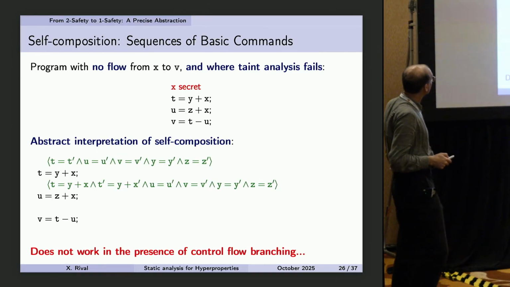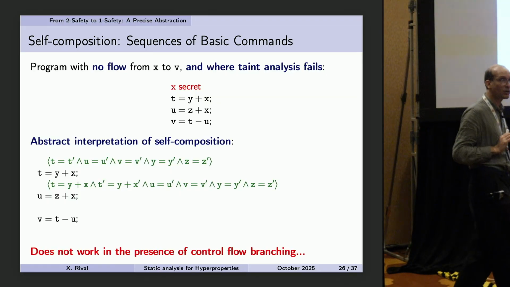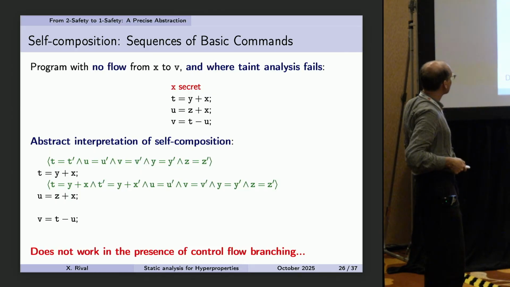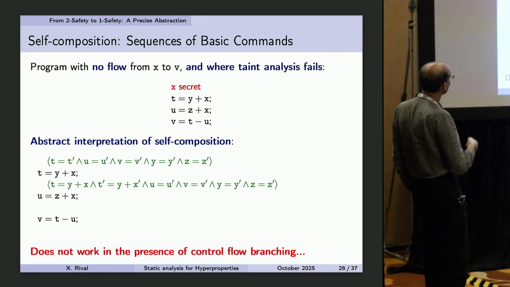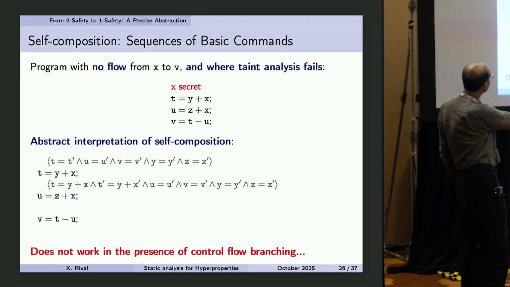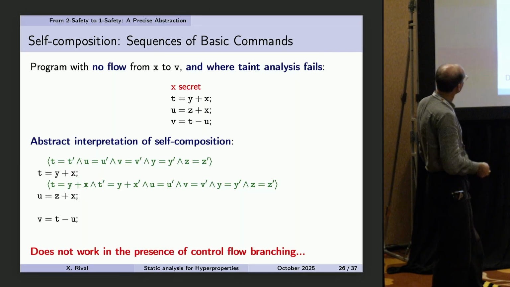So this is a different program. First, we are going to look at straight line code and see what happens. So you have here a program that starts with secret x, and we make a series of assignments. Actually, we are going to first add x to y, store the result in t, we add x to z, we store the result in u, then we compute the difference between t and u, store this in v.